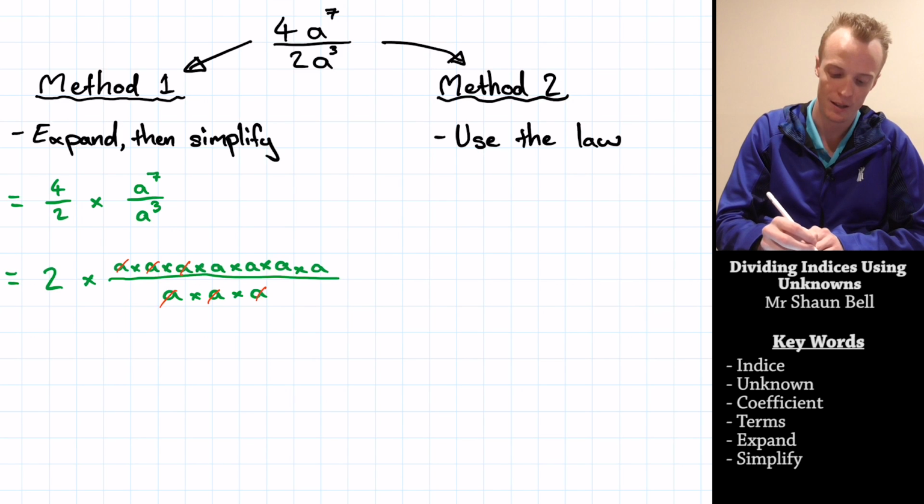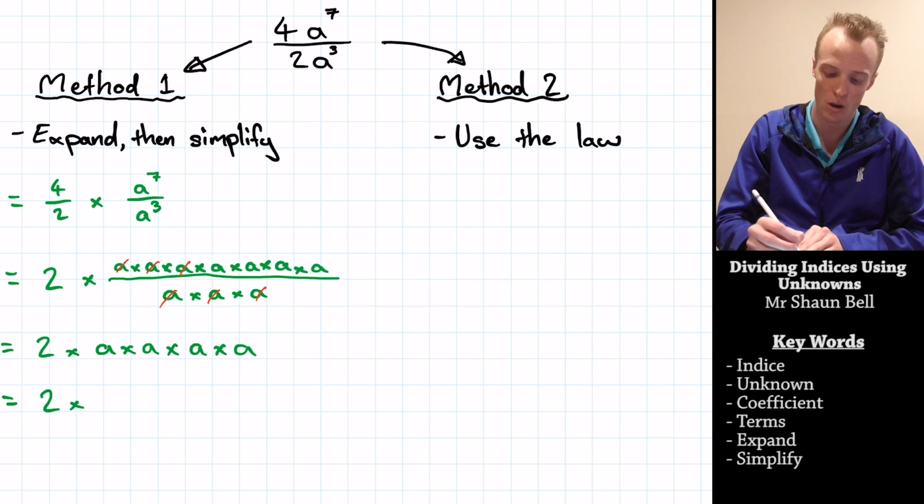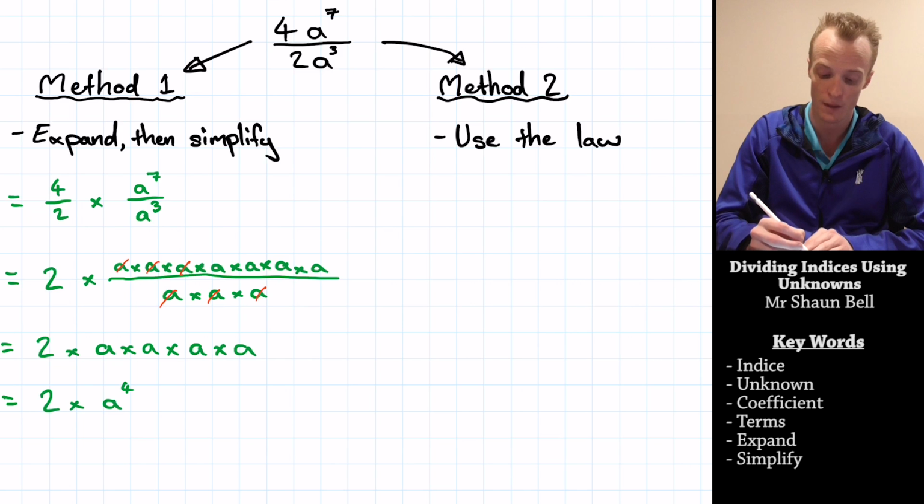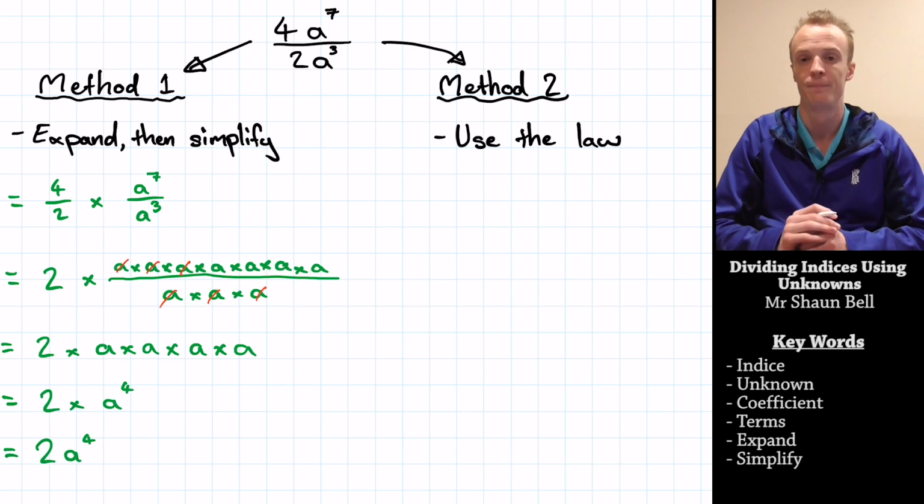So this problem is equal to 2 multiplied by a times a times a times a, which is equal to 2 times a multiplied by itself 4 times, so to the power of 4. And we find that that is equal to 2a to the power of 4. So what happens when we apply the laws?